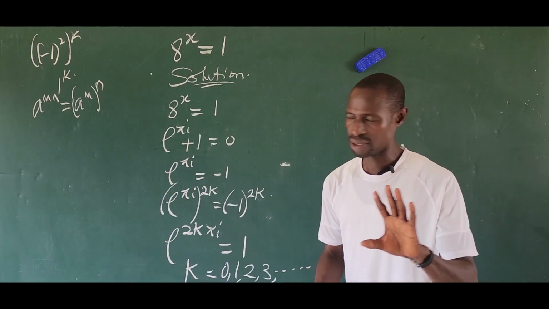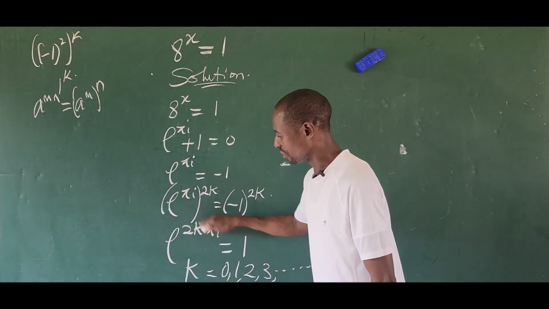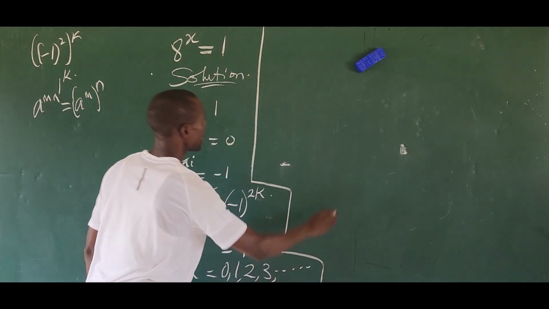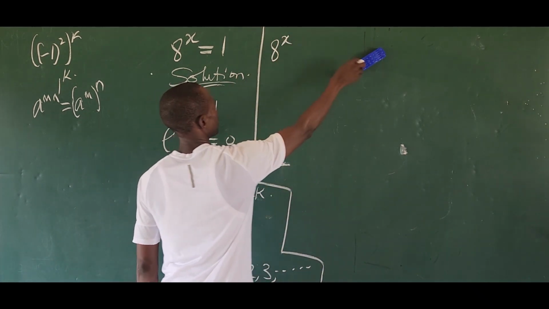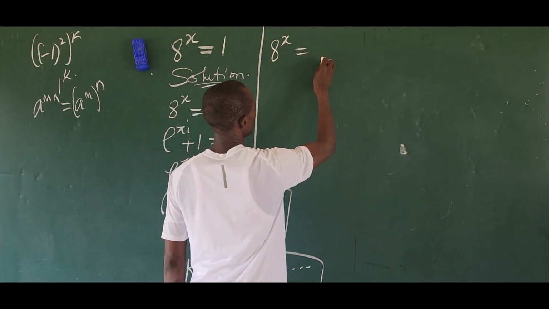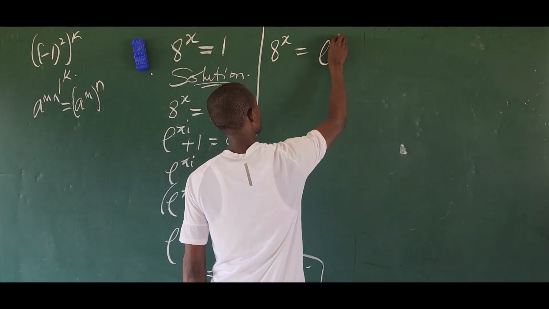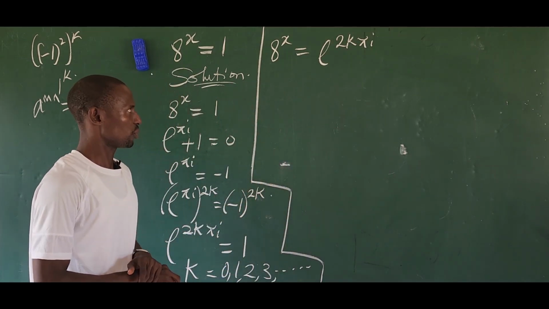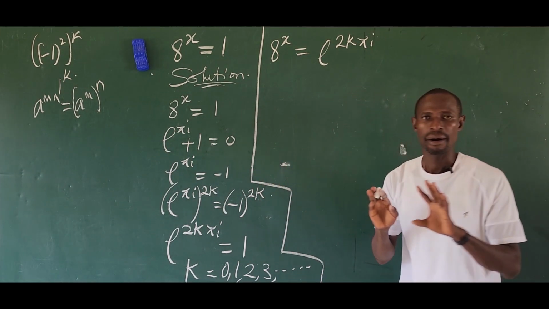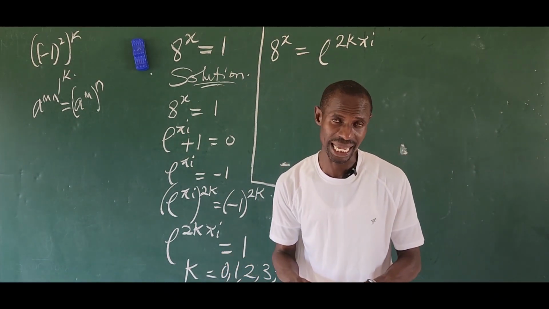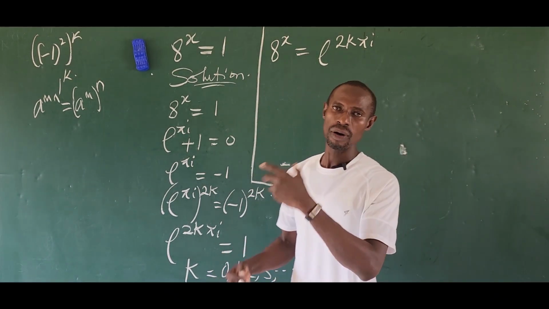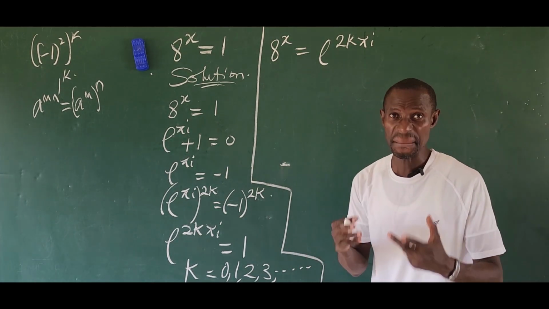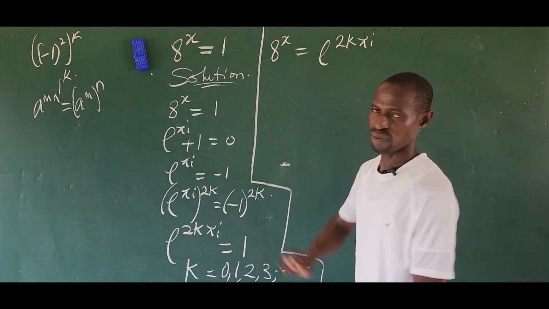All right, so let's go down and put the whole of this in place of 1 here. Rewriting this is going to give us something nice. We're going to have 8 to the power of x now equal to e to the power of 2k pi i. Good. Now, it is at this point we can either take ln of both sides of the equation, that is ln base e, or take log base 10. But here, let's take ln base e. Why? Because of this e we have in here now.